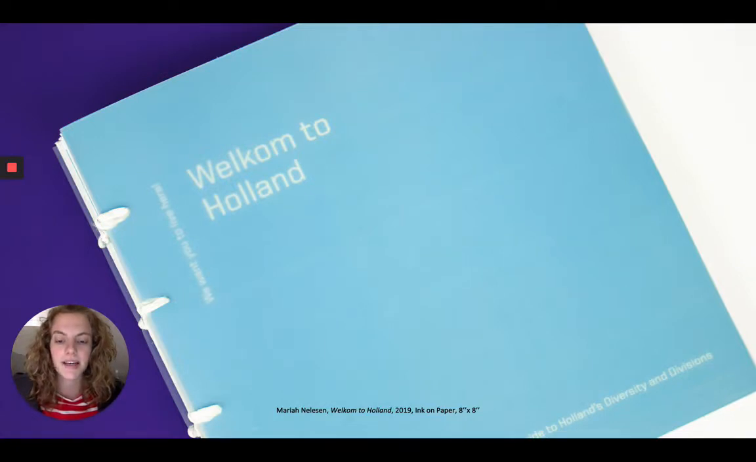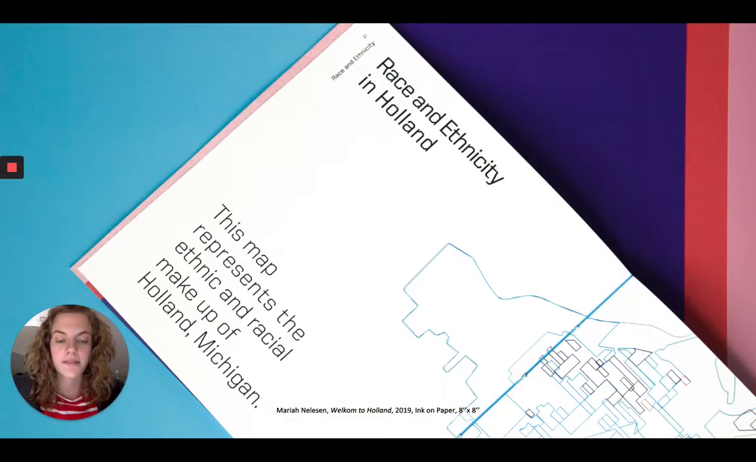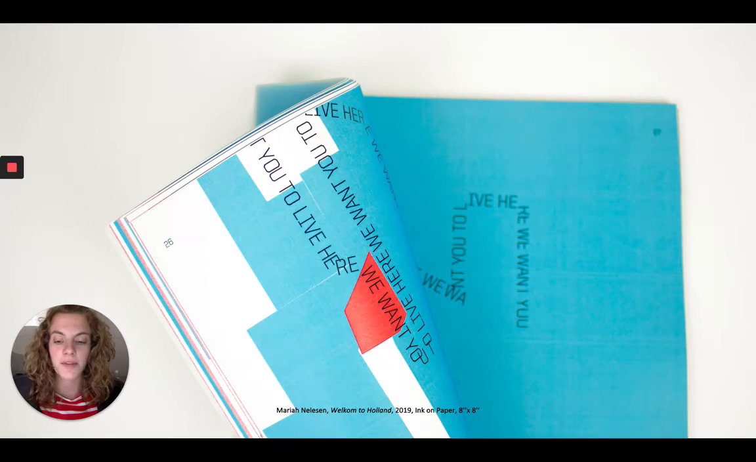More recently, I completed a piece called Welcome to Holland. This is a book about the ethnic and racial borders and divisions in my hometown. It critically analyzes the way that Holland welcomes minorities and uses lines on a map throughout the book to show these divisions.